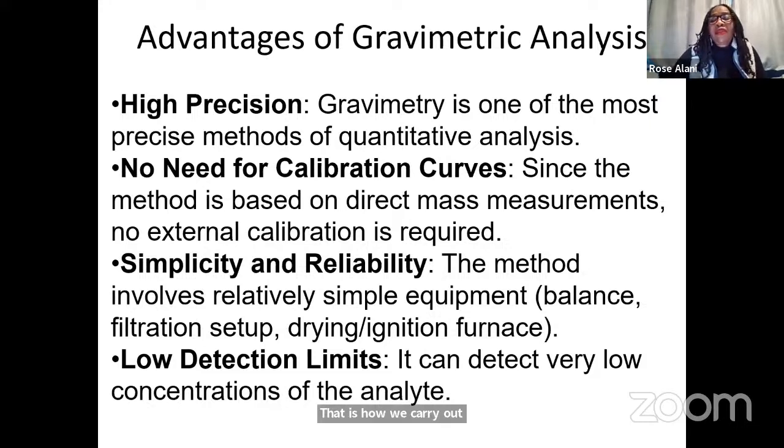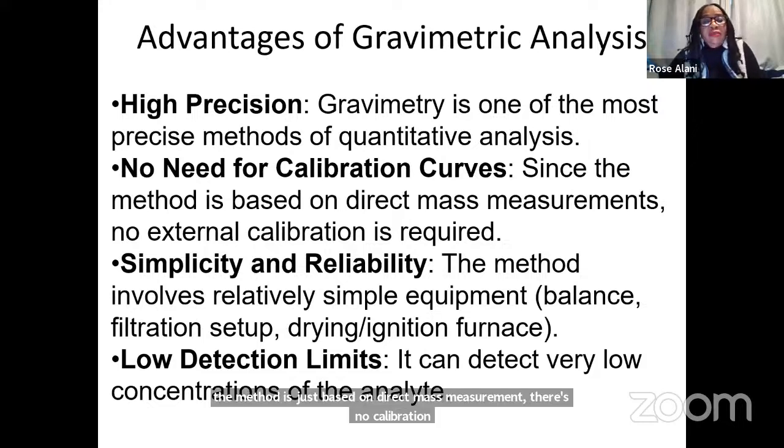So that is how we carry out the precipitation type of gravimetry. And then there are advantages of gravimetry. One is high precision. Gravimetry is one of the most precise methods of quantitative analysis. Another advantage is that there's no need for calibration curves. Since the method is based on direct mass measurements, no external calibration is required.